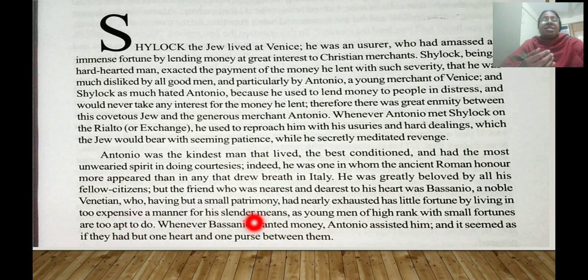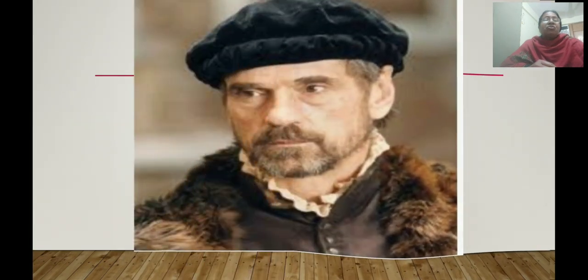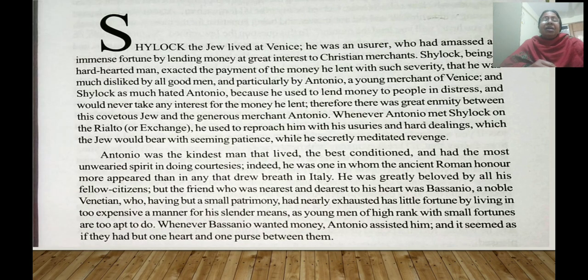Even though he had slender means, that is, meager means, very little that he could afford, still he lived in high fashion and spent a lot, as the high noblemen of his days did. So young men of high rank with small fortunes would live in a high style, spending a lot of money. In the same way Bassanio would spend a lot of money, not thinking about his meager means.